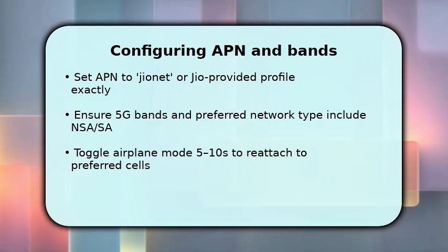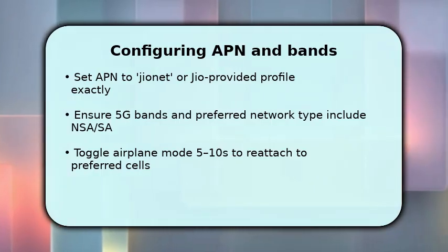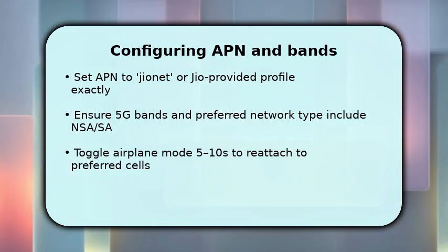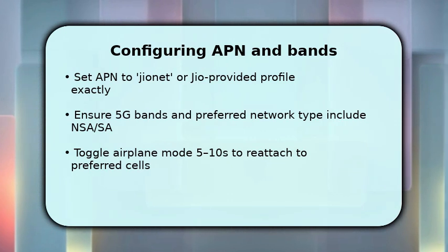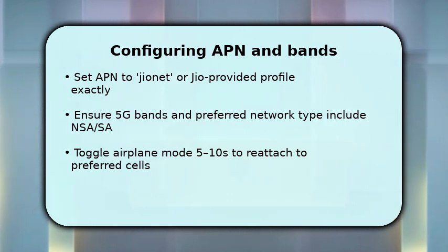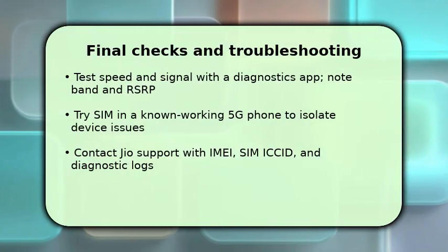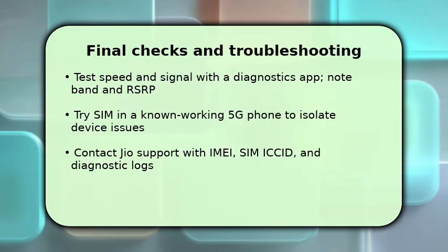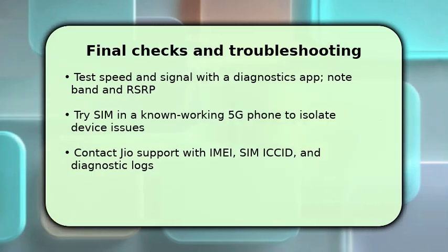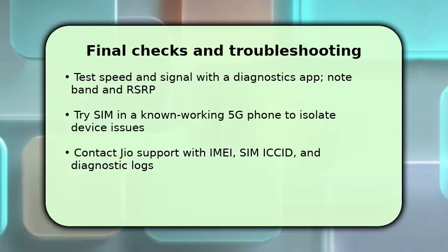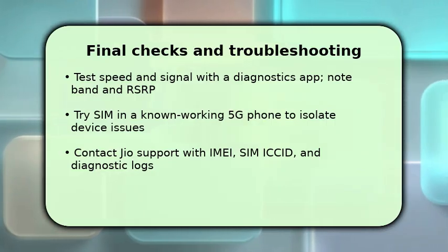Once adjusted, toggle airplane mode for 5 to 10 seconds to force the modem to reattach and pick the correct cell and band mappings from the operator. You finish by validating and troubleshooting. Run a speed test and a diagnostics app to capture the connected band, RSRP, and registration status, so you know whether the problem is coverage, provisioning, or the handset.